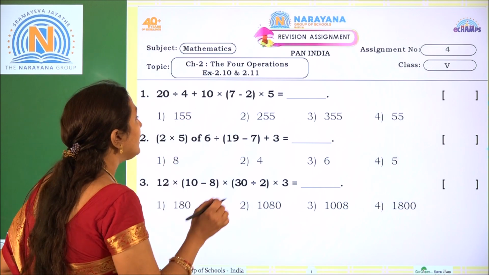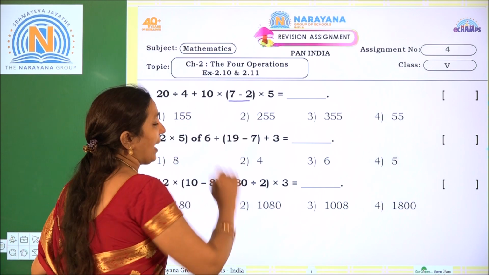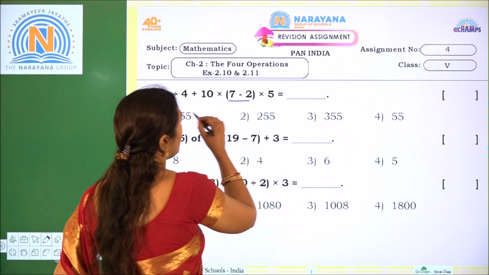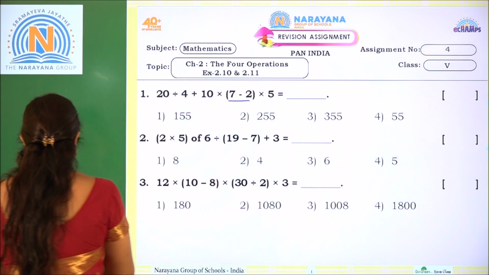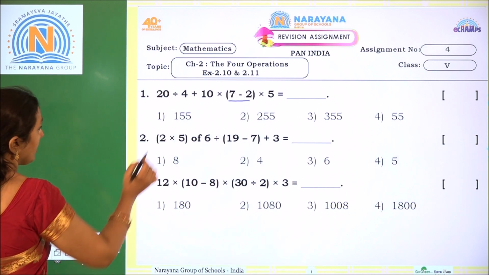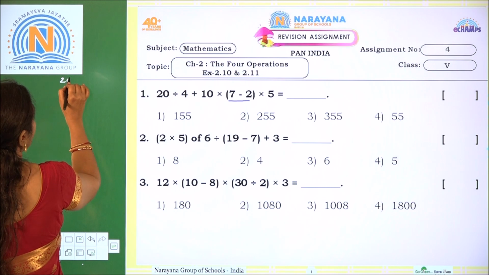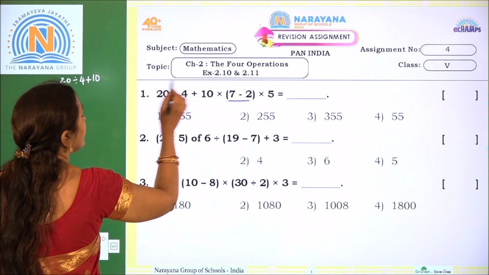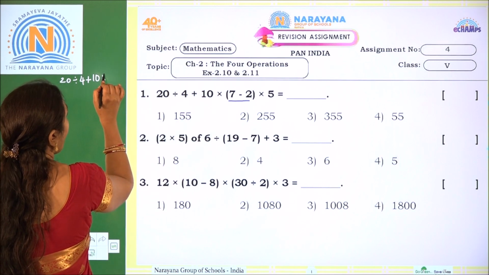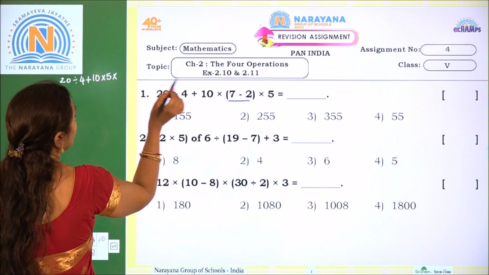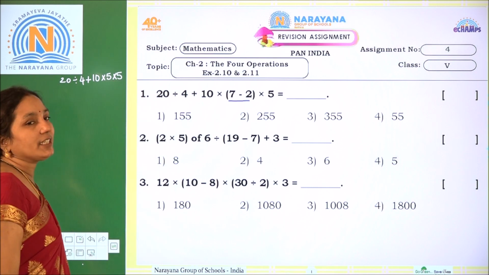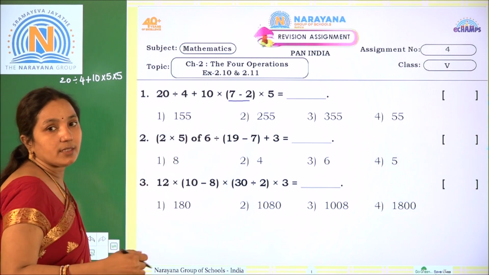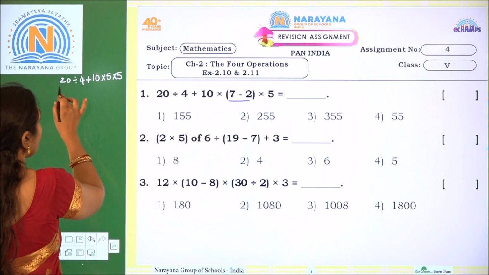For that, first we have to take out the bracket. B for bracket is first: 7 minus 2. So here, 20 divided by 4 plus 10. 7 minus 2 is how much, children? 5, into 5. Then which operation do we have to do? Bracket, of? Is there an of? No. Then after that, division. So we have to do the division.